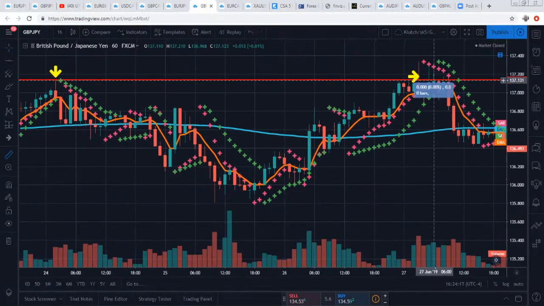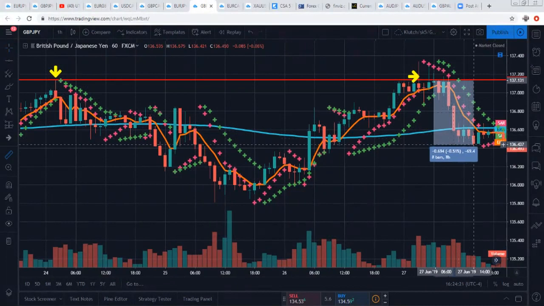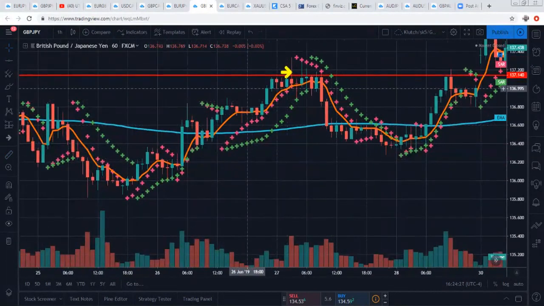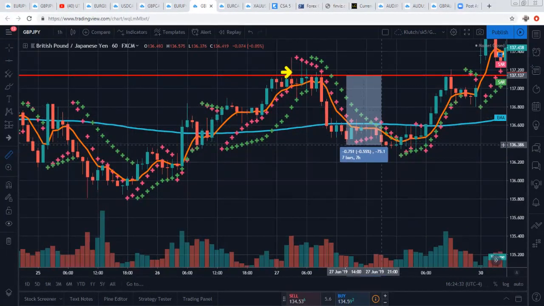Let's see. From that point to here was 69 pips. It went as far as about 86, 87 pips, somewhere in that range. 85 pips from the line.